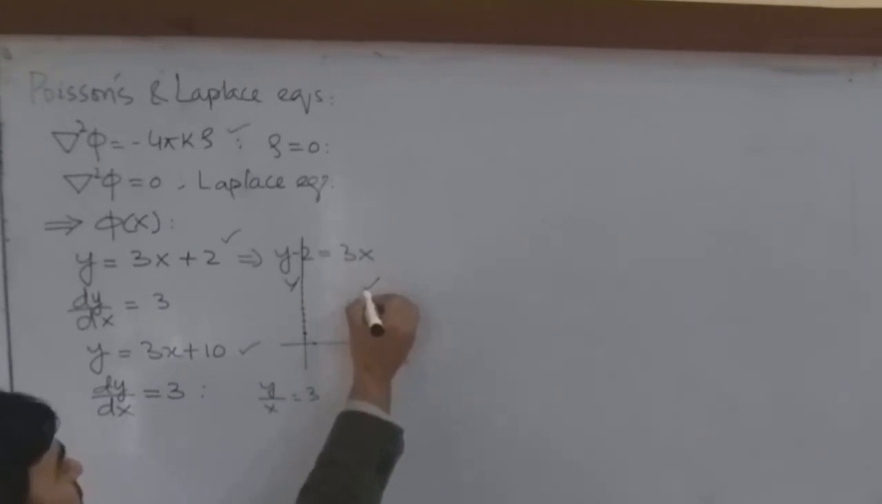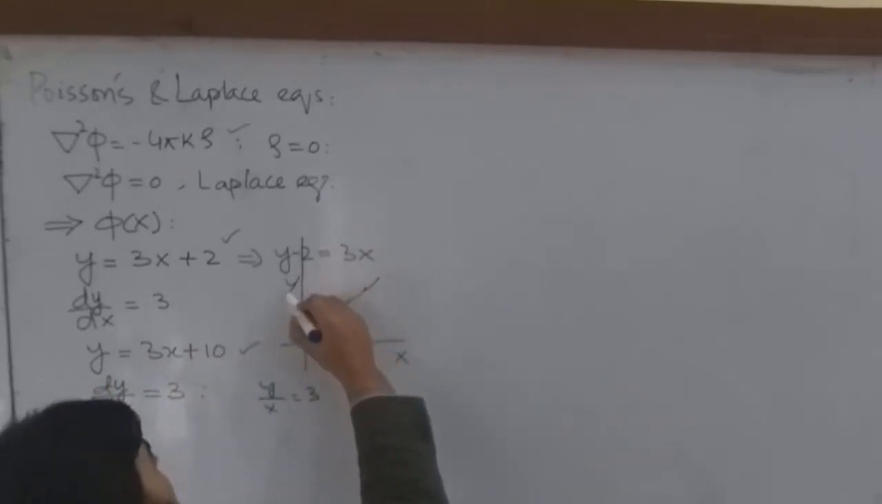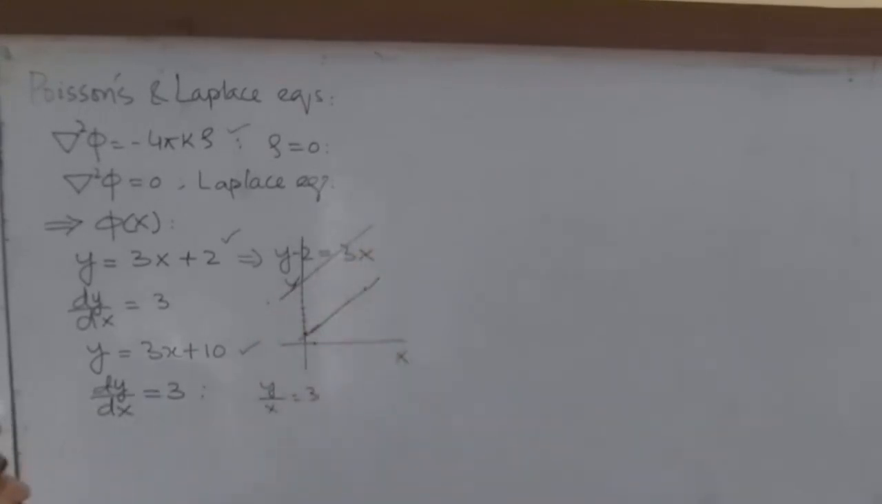And this is that straight line, right? But now, if I say that this y, this one, is 3x plus 10, then I will have a straight line like this. Both the straight lines are sharing the same slope, but they are different.